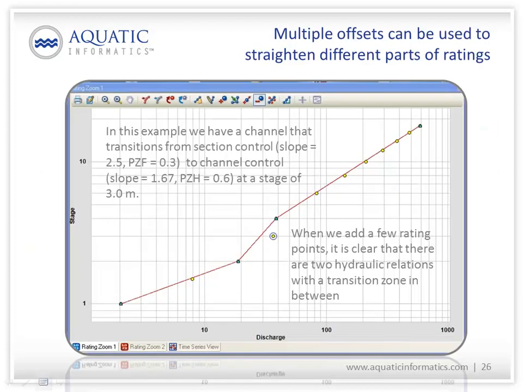Multiple offsets can be used to straighten different parts of ratings. In this example, we have a channel that transitions from a section control, slope of 2.5, point of zero flow of 0.3, to a channel control, slope of 1.67, point of zero head of 0.6, with a transition through a stage of 3.0 meters.